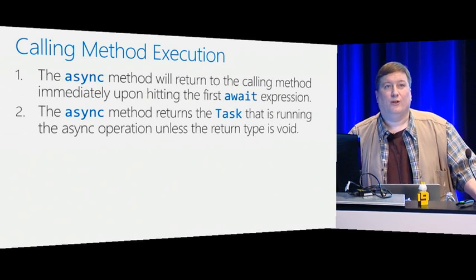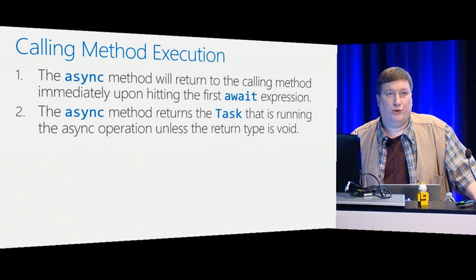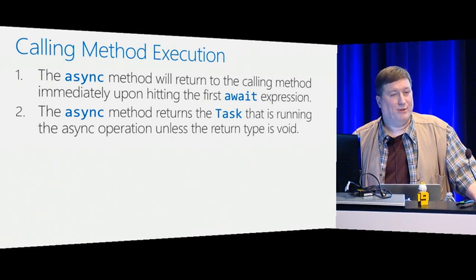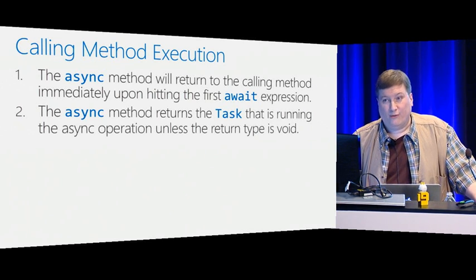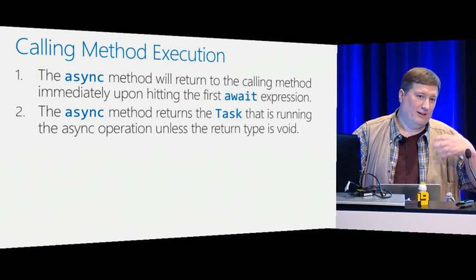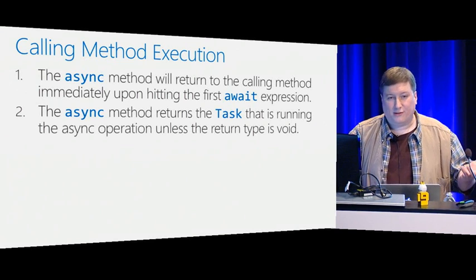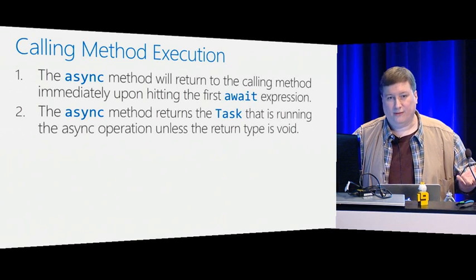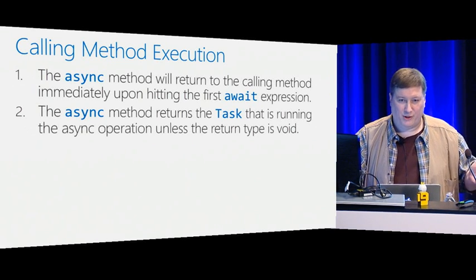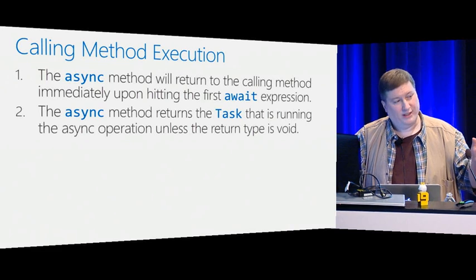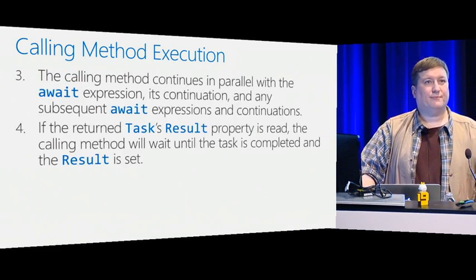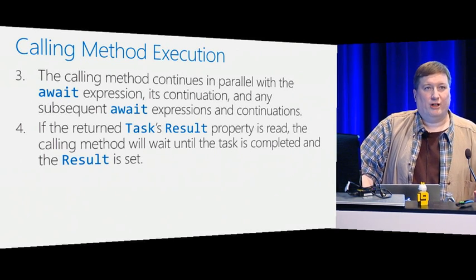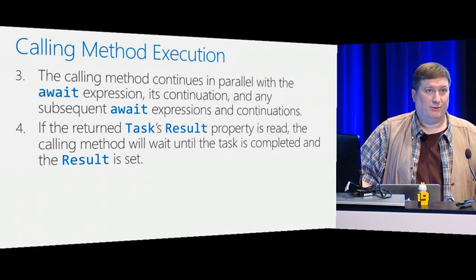The calling method gets returned to as soon as you hit that await expression. And then the async method returns the task that is running so that you can query it to see, am I completed? Is it being canceled? Unless the calling method doesn't care. If the calling method doesn't need any information, if it's just a fire and forget of the asynchronous operation, then your asynchronous method can have a void return type. So the calling method will continue then in parallel with the await expression.